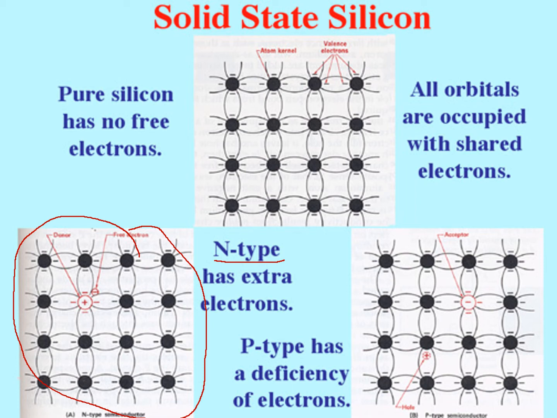Okay. If instead of phosphorus I take something like boron, I would get the crystal in the bottom right, where now boron has taken the place of some of the silicon atoms, and I still get a nice crystal, but now boron has one less electron, and so these are called P-type semiconductors, P for positive.